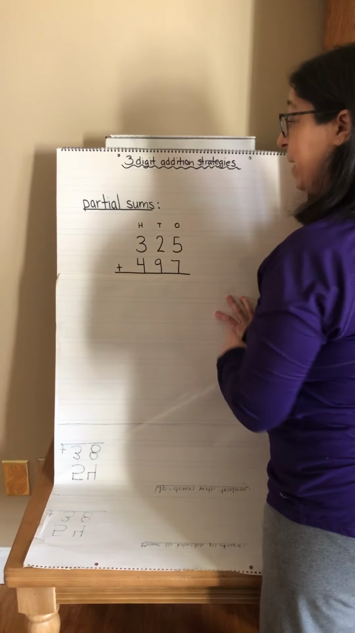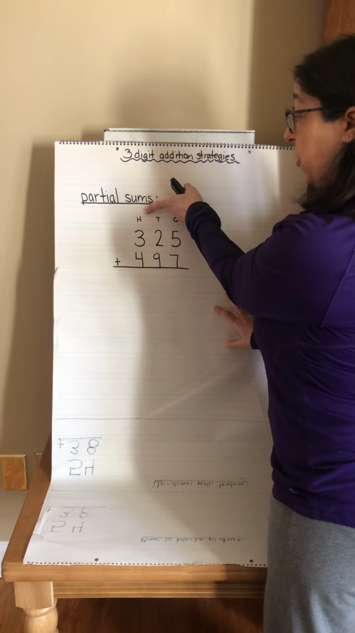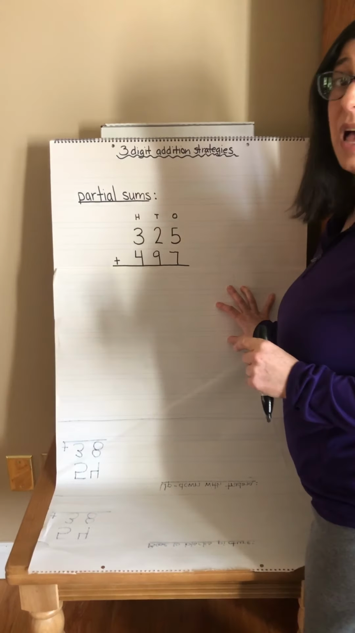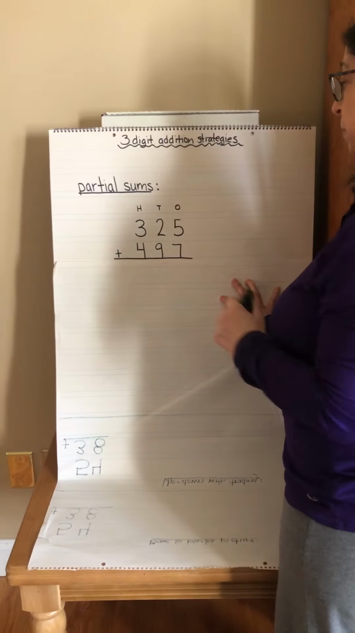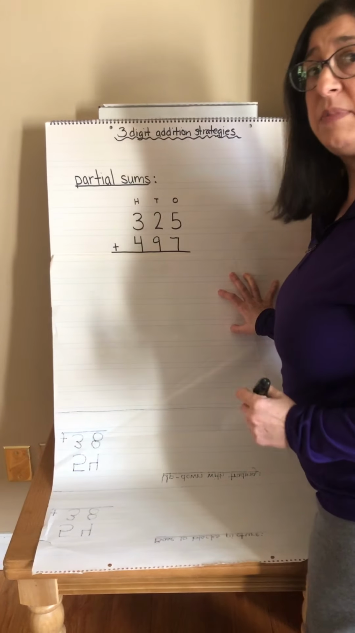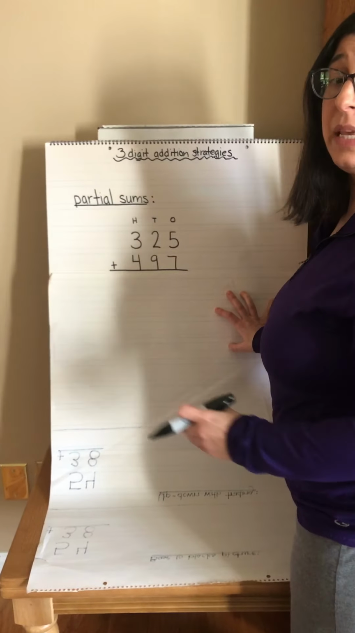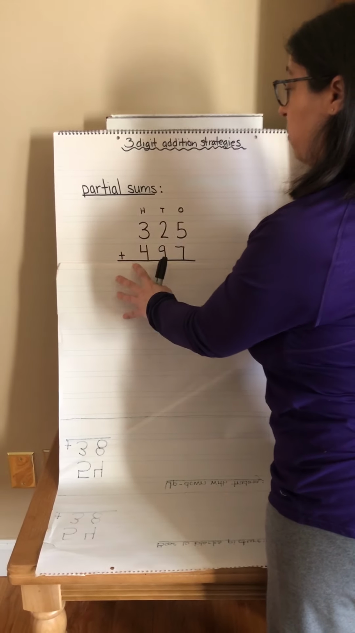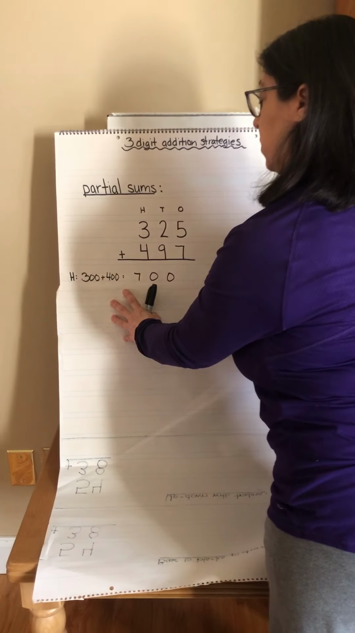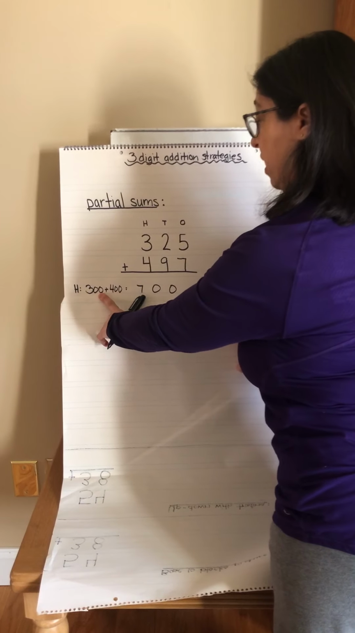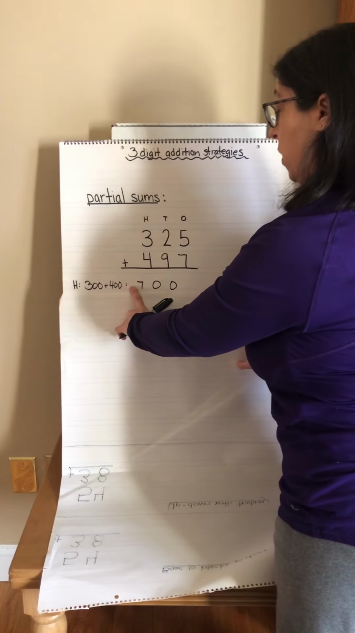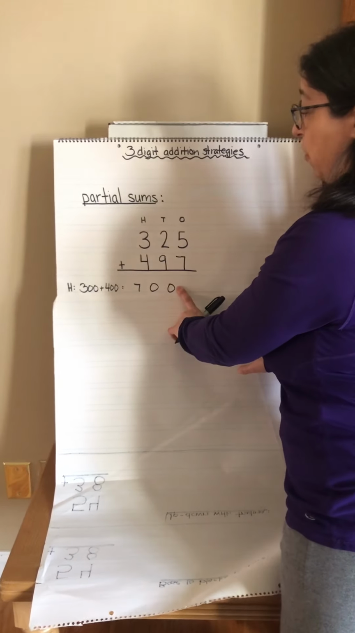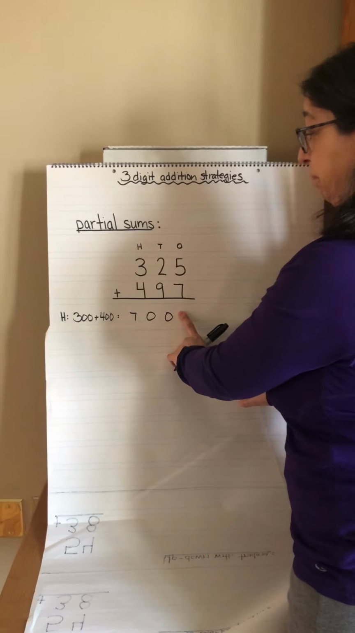I'm going to start with my hundreds place. And if it's easier, remember you can always add your hundreds, tens, ones on top to mark your place value. Okay? For partial sums, I'm going to start with the biggest place value. So I'm going to add my 300s plus my 400s. So here's my hundreds place. I have 300 plus 400 equals 700. And I write it on the first line.